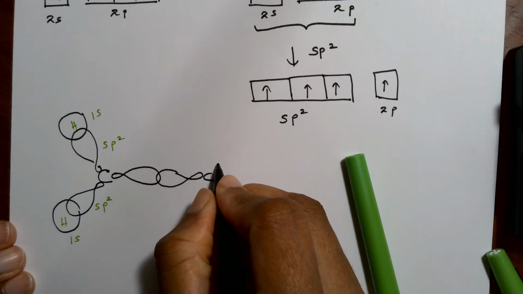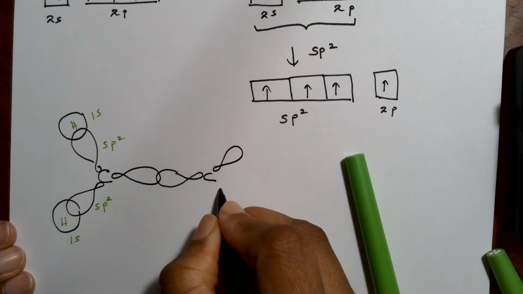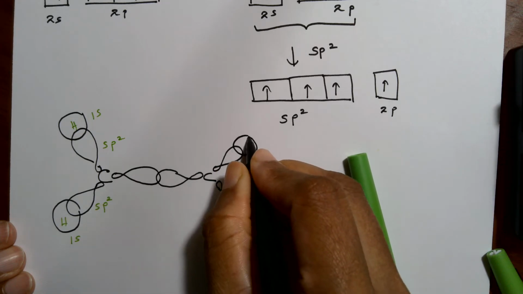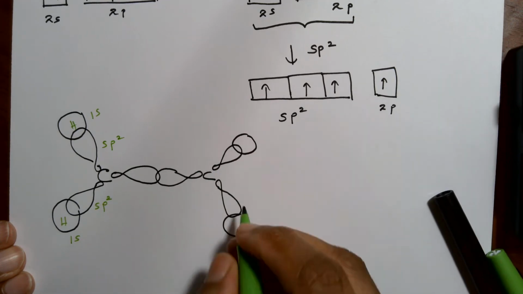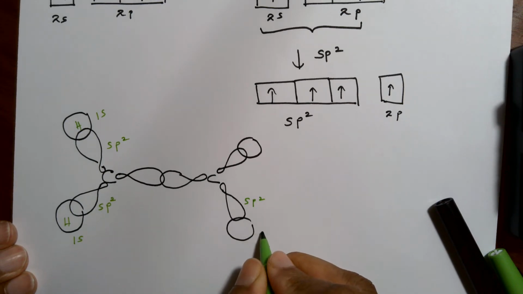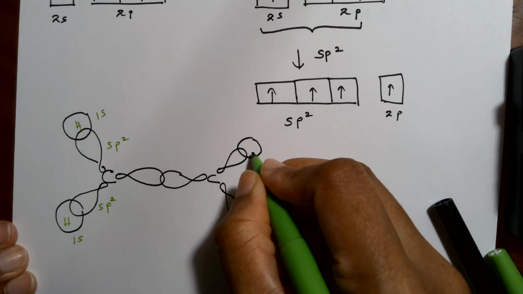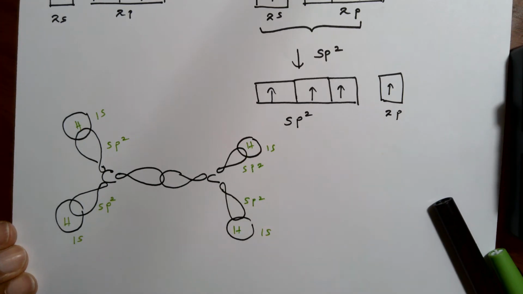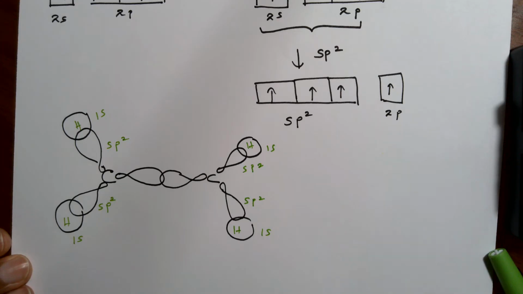Right? The same pattern here. The sp2 hybridized orbitals on the next carbon overlap with hydrogen 1s to make C-H bonds, and this is hydrogen 1s and sp2. Right. Now what happened to the remaining 2p orbitals?